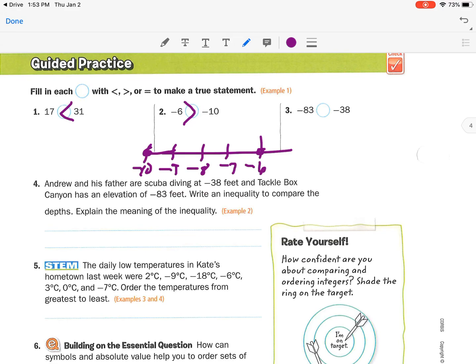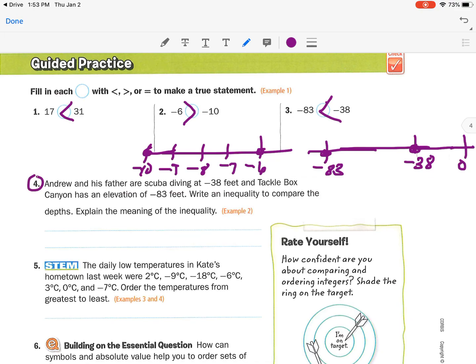And then let's take a look at this one. So -38. So think about it. -38 is going to come first, you know, 0 is all the way down here. And then we're going to keep going. And then we're going to get to -83. So the one that is farthest to the right is greatest, which means -83 is less than -38.